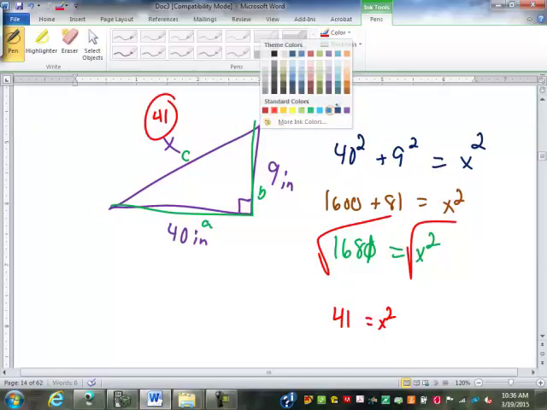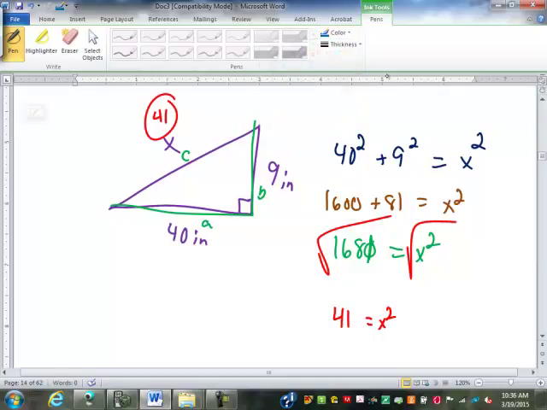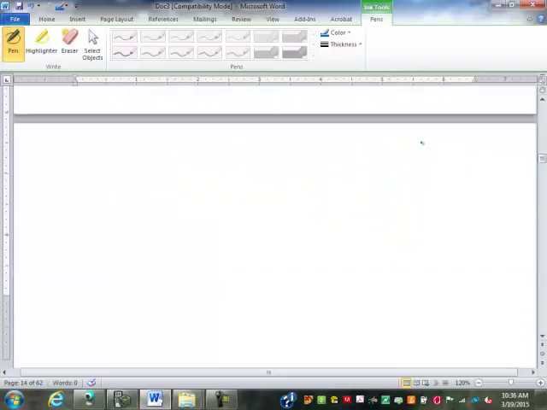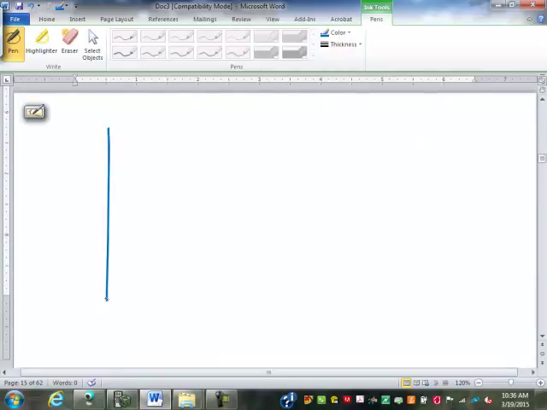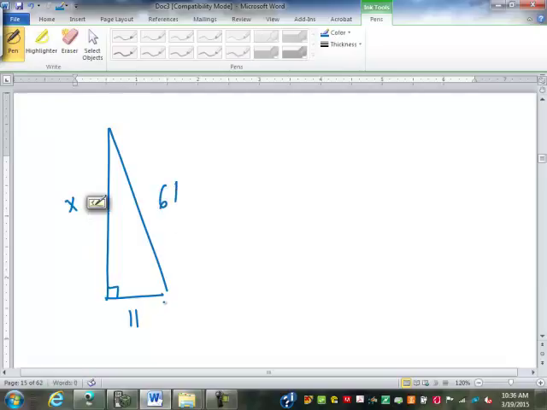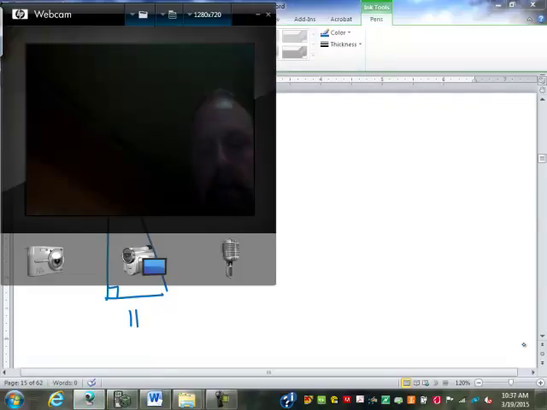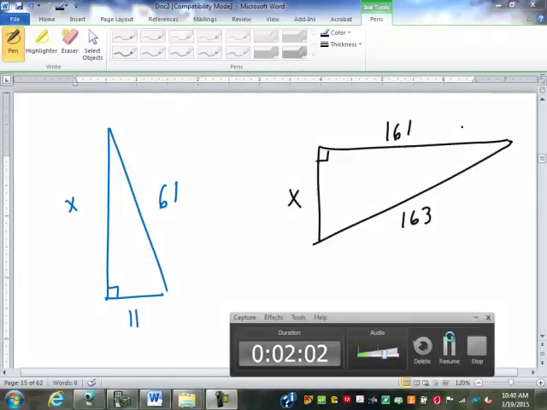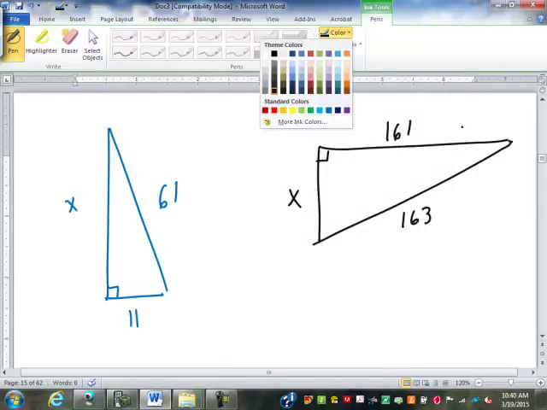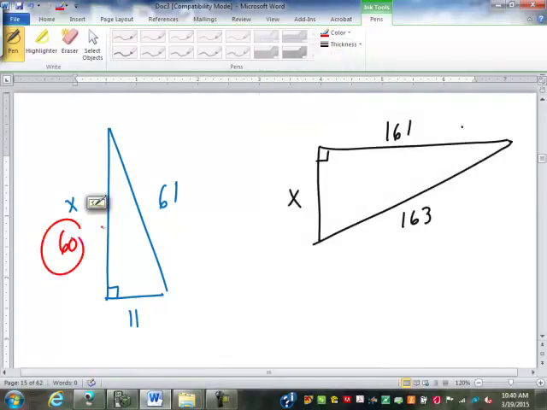Questions? No? Cool. So I want you to try this one in your notes. Find x. So the first one, what'd you get? 60. Perfect. How about this one?